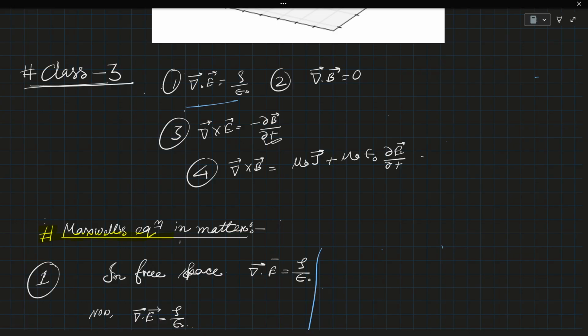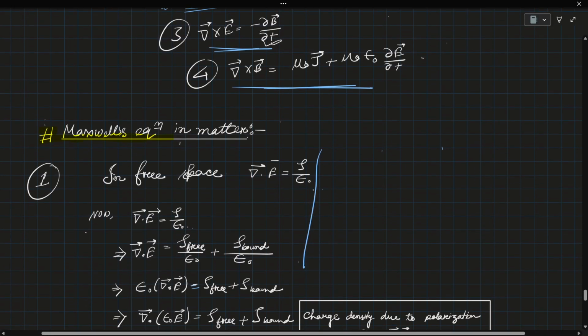As we know, all these four are Maxwell equations in free space or vacuum. Now let's see what this first equation will look like in a dielectric medium. Let's get started one by one. So let's go to the first.